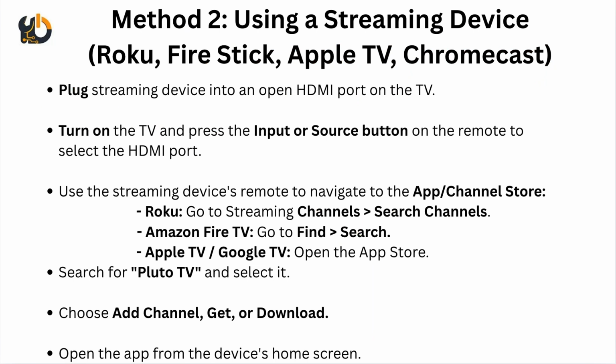Roku, go to streaming channels and search channels. Amazon Fire TV, go to find and search. Apple TV or Google TV, open the app store. Search for Pluto TV and select it. Choose add channel, get or download. Open the app from the device home screen.